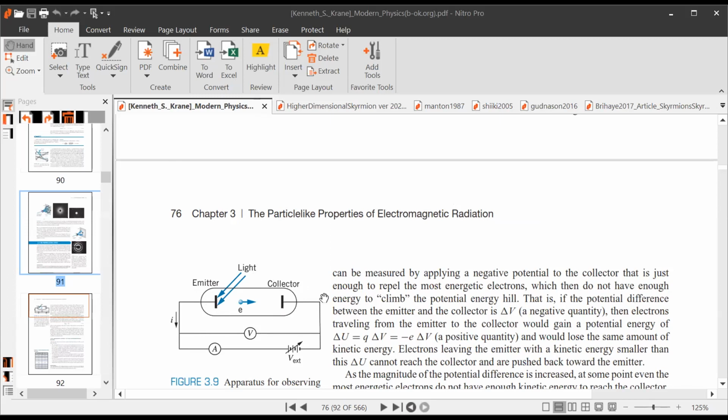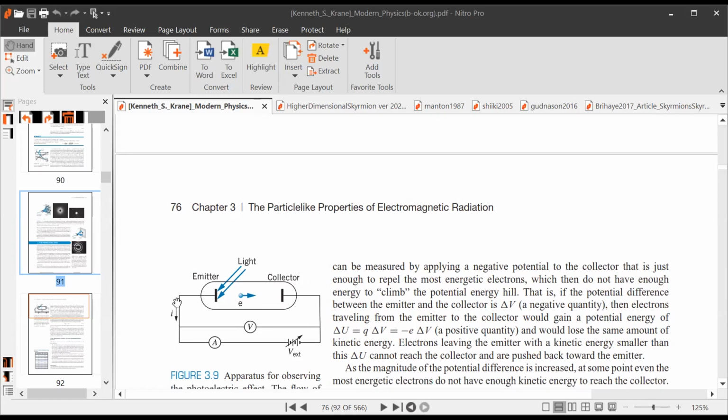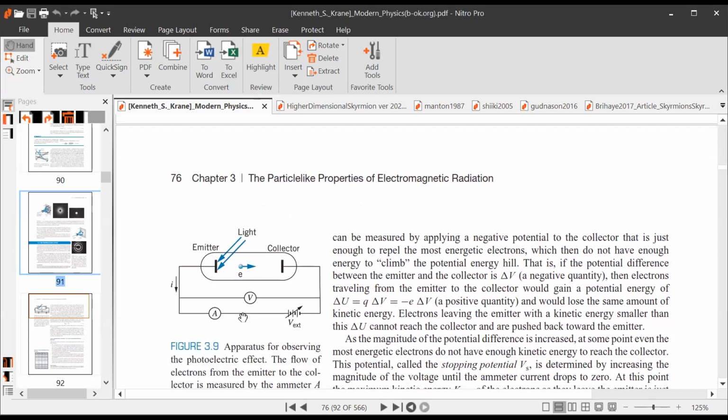and go to the collector, because this is the direction of the electron from the left to the right, so the current should be from the right to the left. So this current will be detected by this ammeter, and there should be a potential difference between this point and this point.